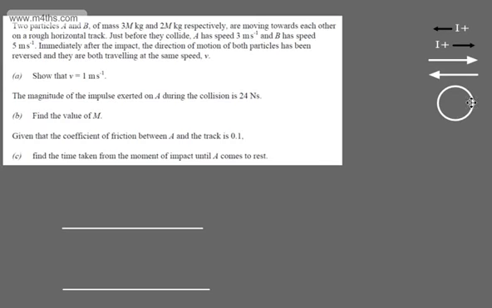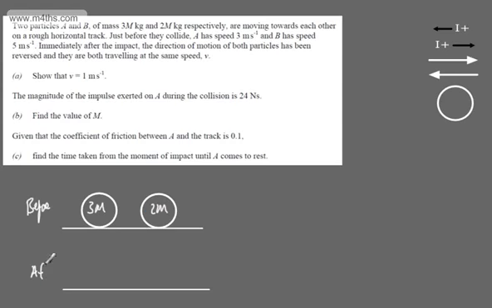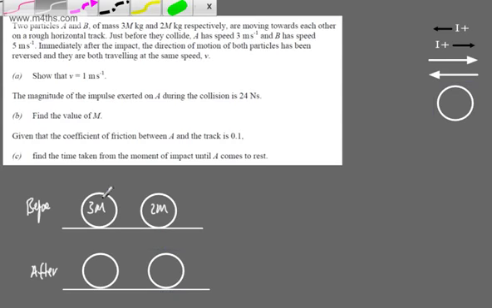So if we consider the before shot, we've got A just here, and then we've got B, which is going to be just here. So if we label these up, this now gives us the before shot. We can say that the mass of A is 3m, and the mass of B is 2m. If we now do an after shot, this is after the collision, we have A, which has a mass of 3m, and again B, which has a mass of 2m. So all we're doing is modelling these particles up to find the value of v.